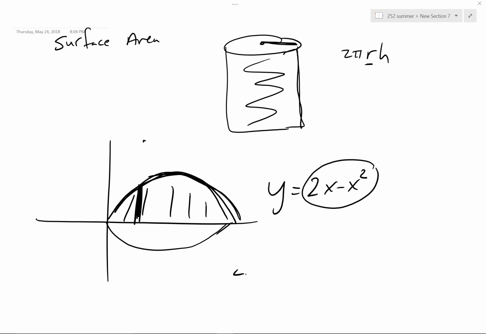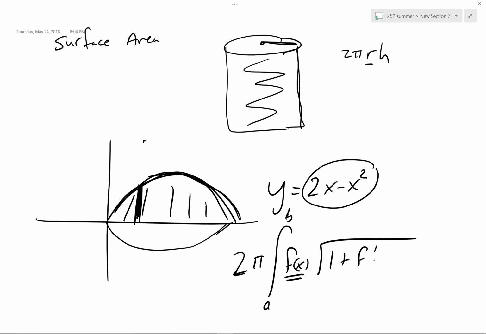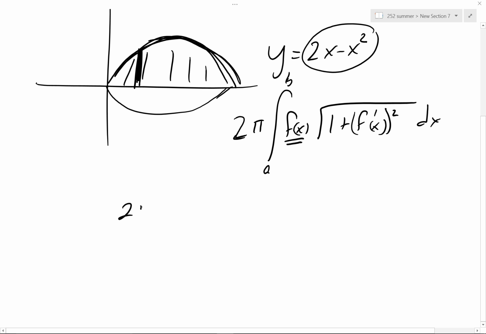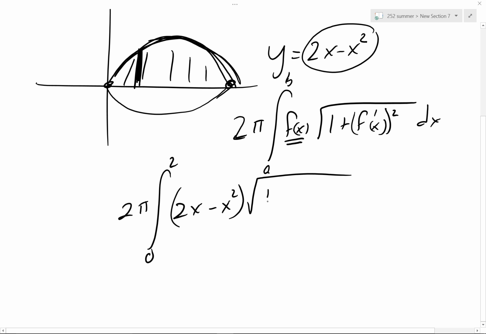So you mean to tell me, Jay, that all I have to do is do 2 pi times the integral from a to b of my function of x, which is my radius, times my height, which is the arc length of that said function? Yeah, that's all there is to it, friend. Well, this just won't take long at all. No, it won't. So in this case, it's going to be 2 pi, and we're going from 0 to 2. That's where it crosses the x-axis. It's 2x minus x squared, and then times the integral of 1 plus (2 minus 2x) squared dx.